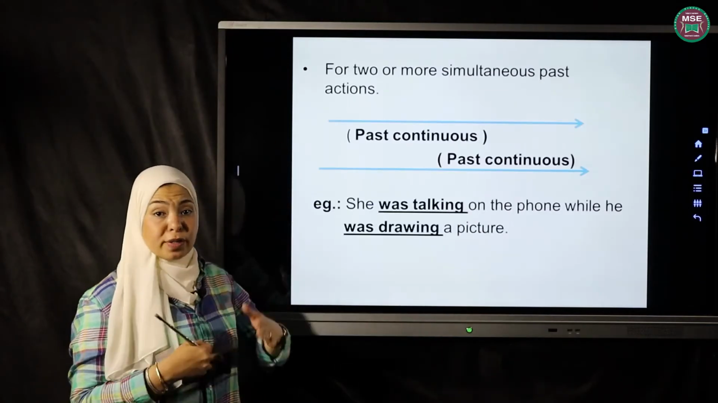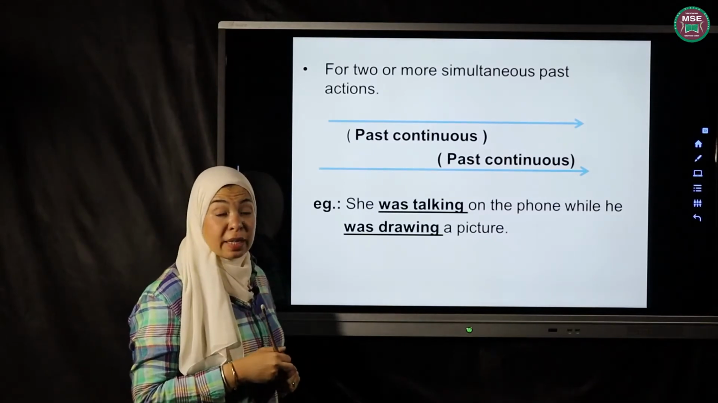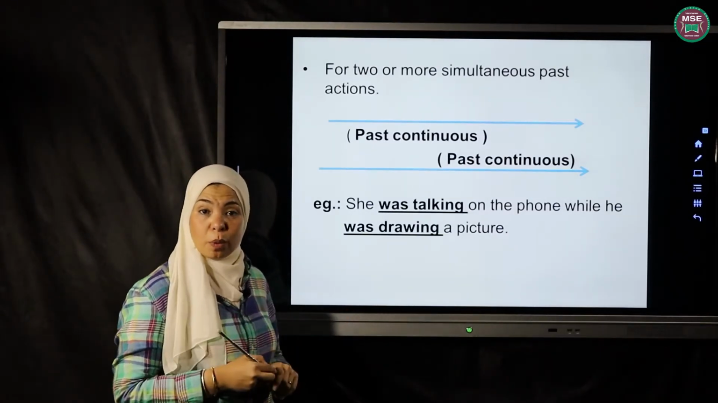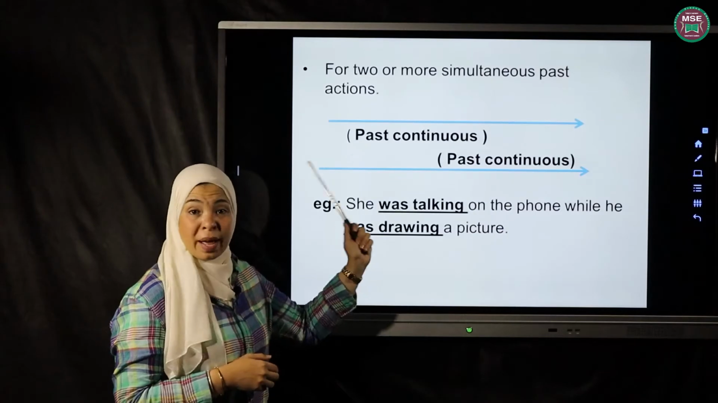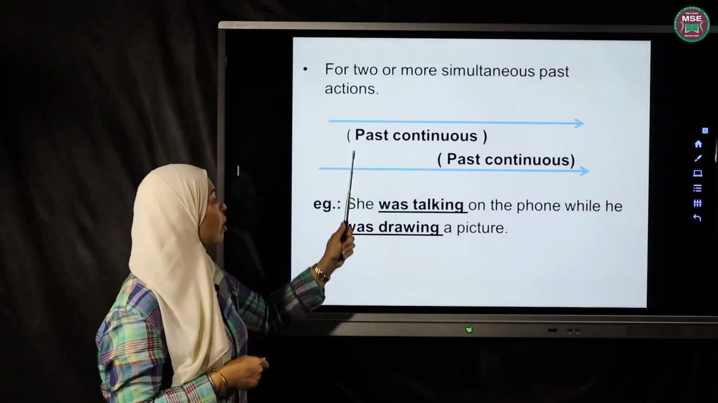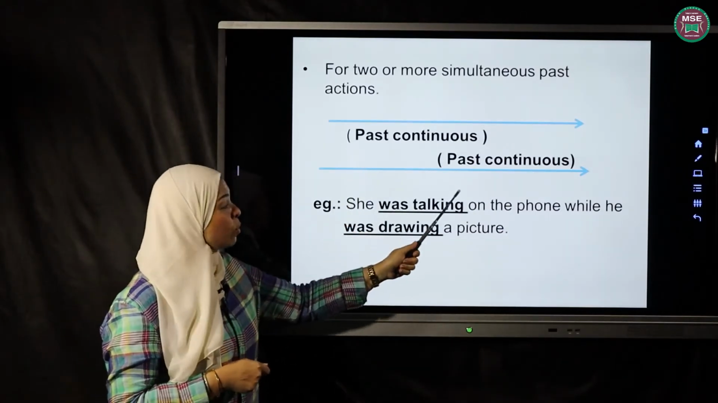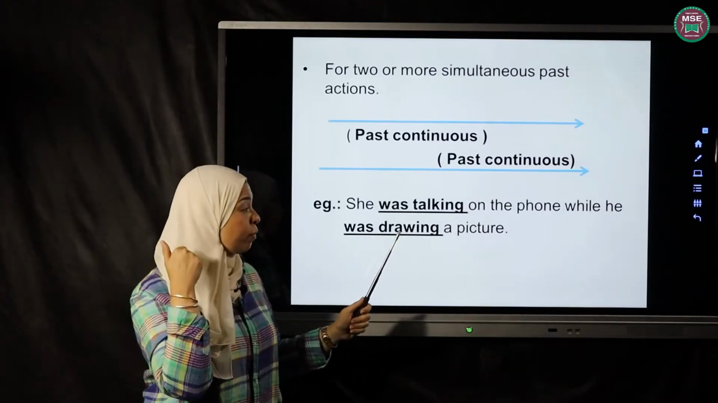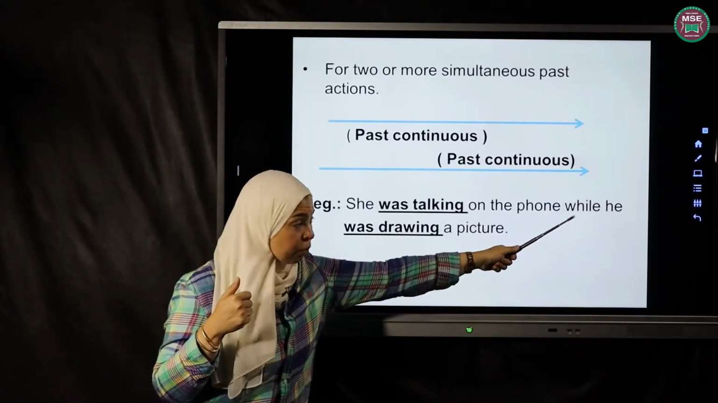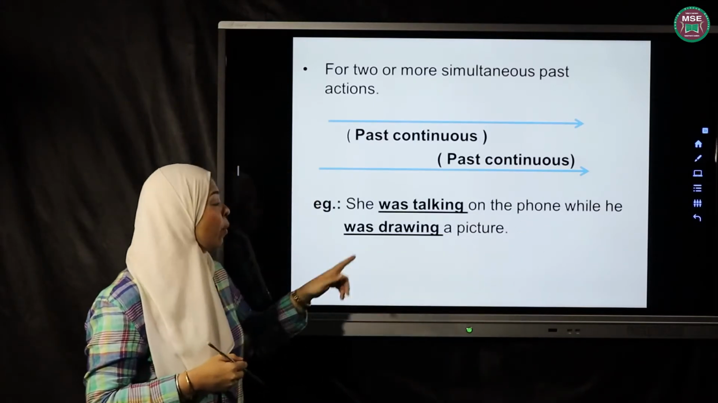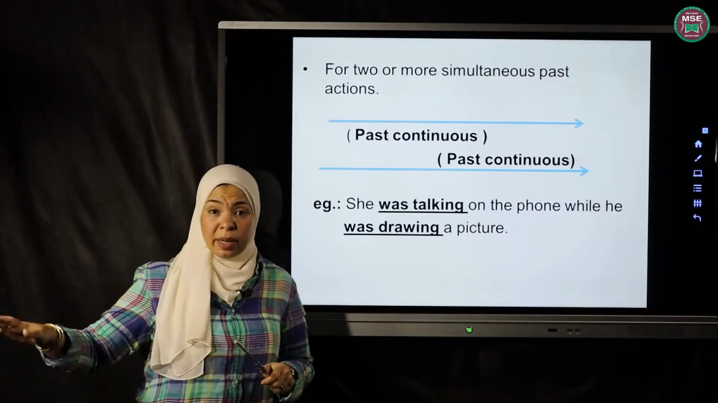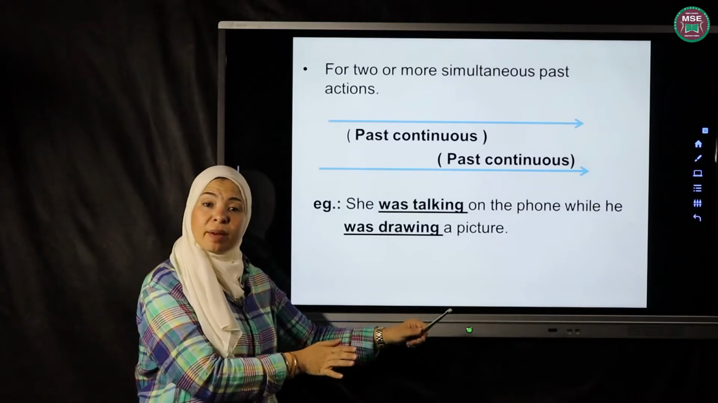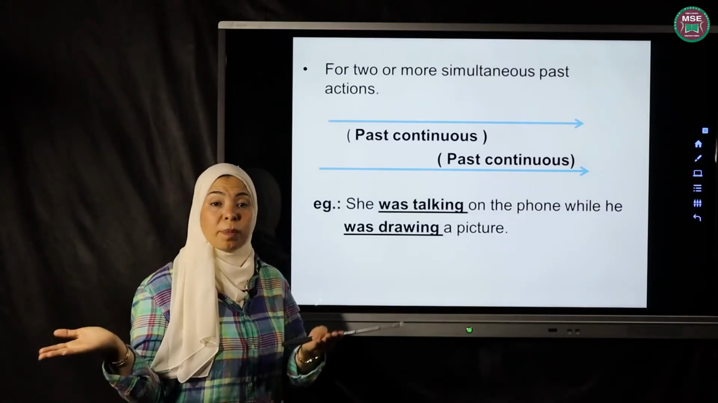For two or more simultaneous past actions, it means that no one interrupted the other one. As you see, two blue arrows refer to two long actions. The first one is in the past continuous, and the second one is also in the past continuous. She was talking on the phone while, watch this word please, while he was drawing a picture. He was drawing a picture and she was talking on the phone. No one interrupted the other one.